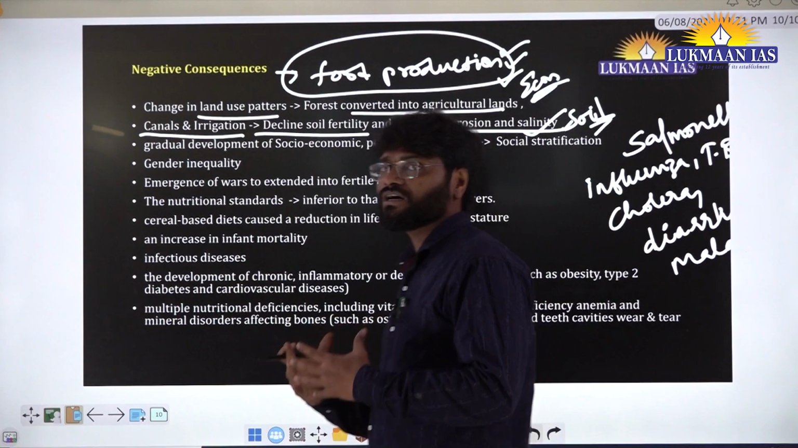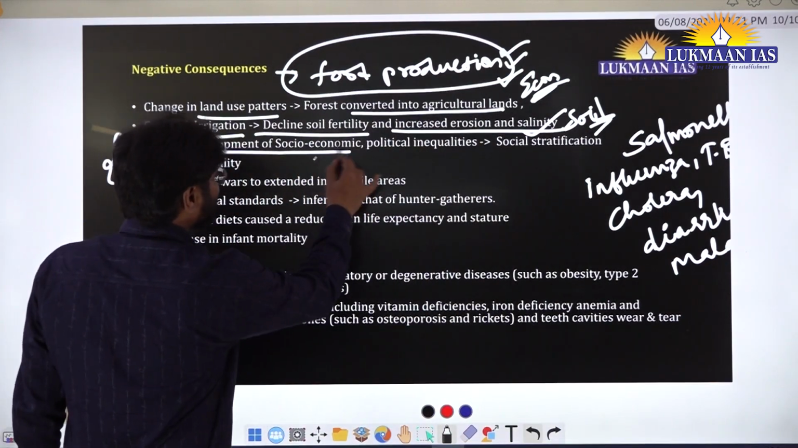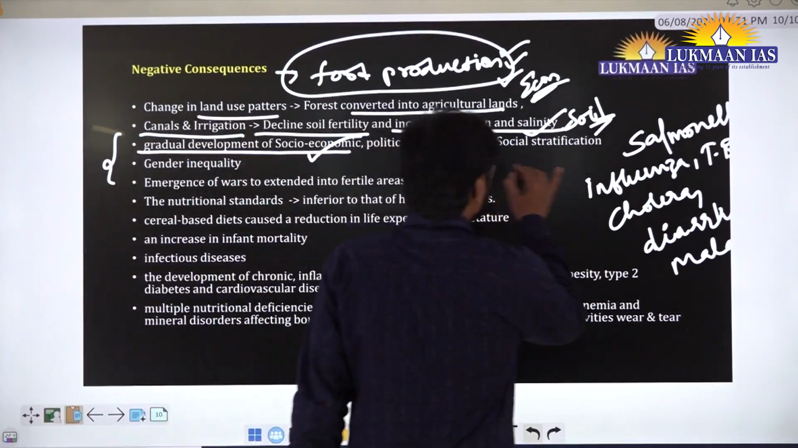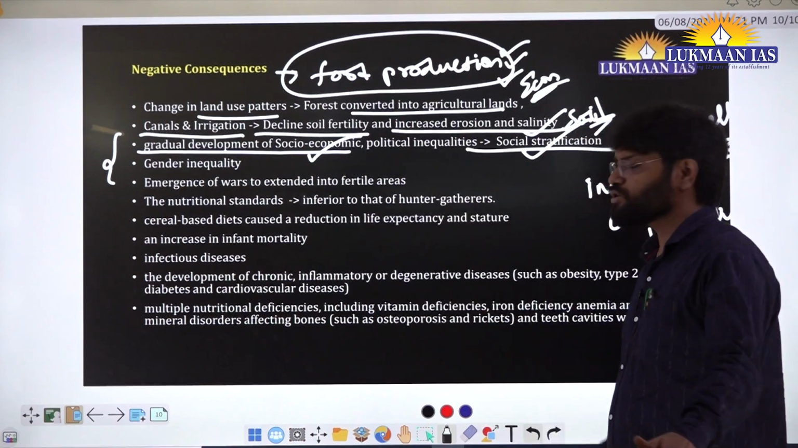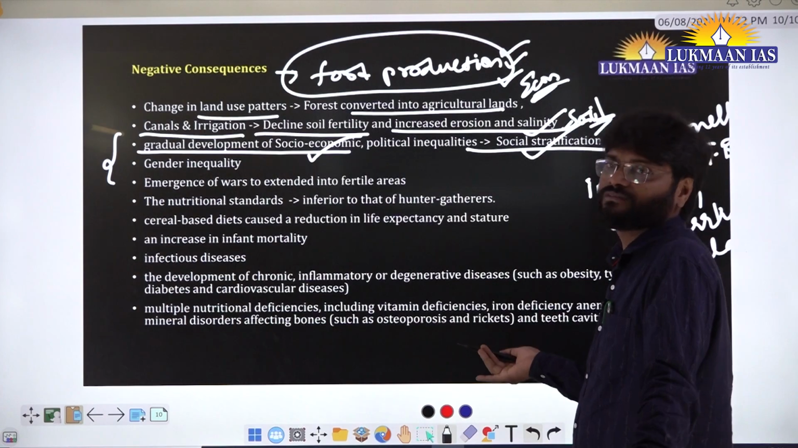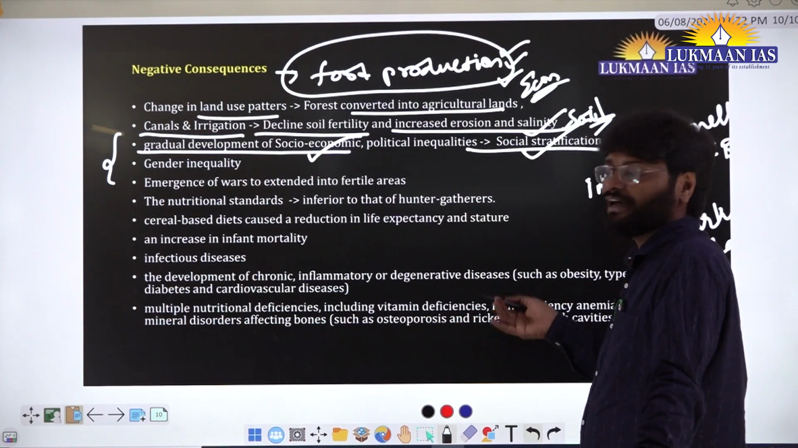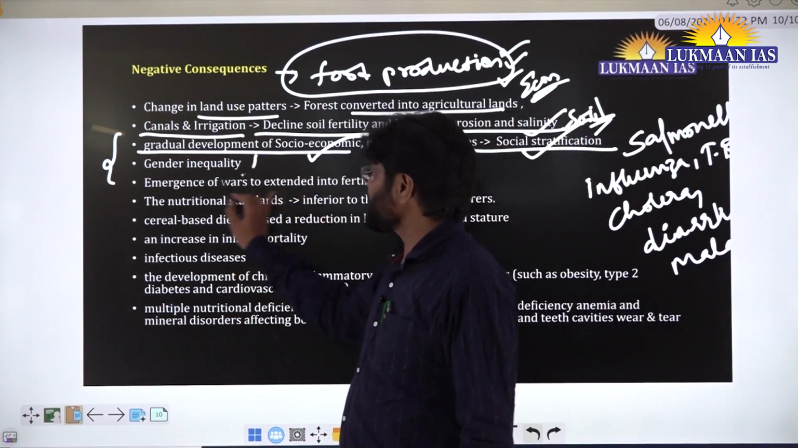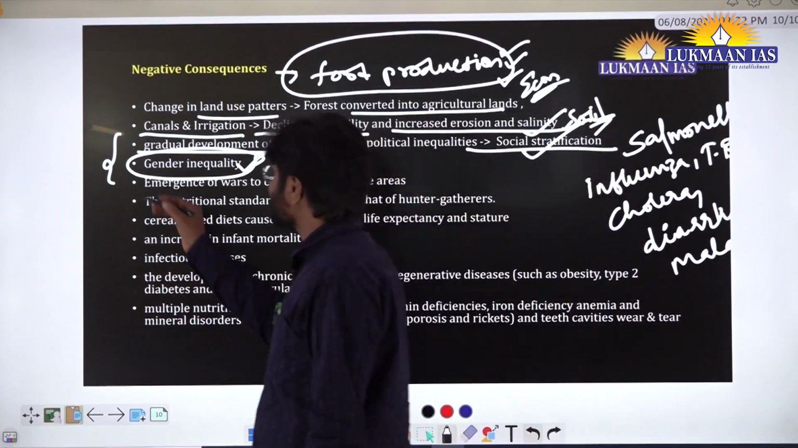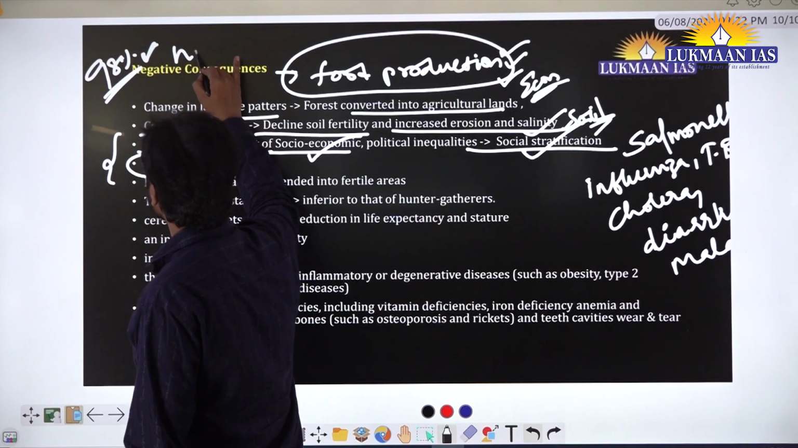When it comes to the socio-economic negative consequences, there was gradual development of inequalities in the social, economic, political and other forms, which led to social stratification. Social stratification means inequalities with respect to privileges in the form of social status, economic status, religious status, everywhere. And when it comes to gender inequality, humans spent nearly 98% of their history as hunters and collectors.